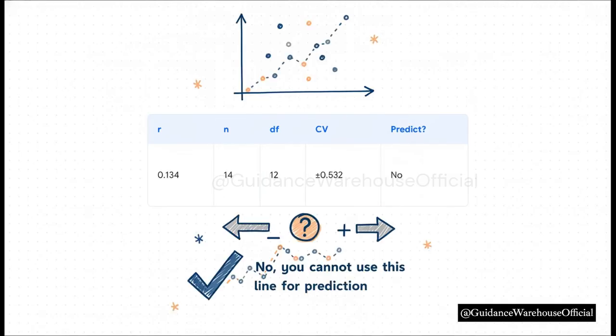Let's try one more. Say you compute an R value of 0.134 from 14 data points. The degrees of freedom is 14 minus 2, which gives us 12. The table tells us our critical values are plus or minus 0.532. Now look at our R of 0.134. It's stuck right between negative 0.532 and positive 0.532. It is just too close to 0. So our decision here is no. This is not significant, and you absolutely cannot use this data for prediction.